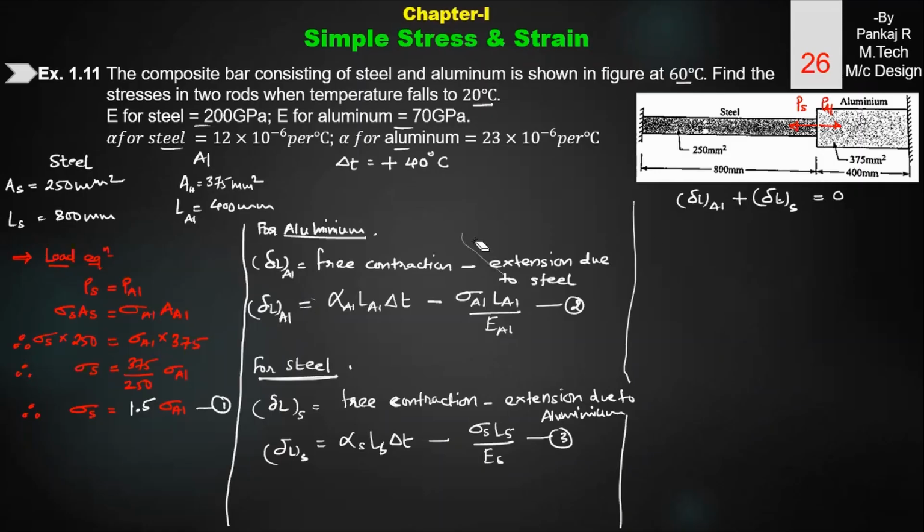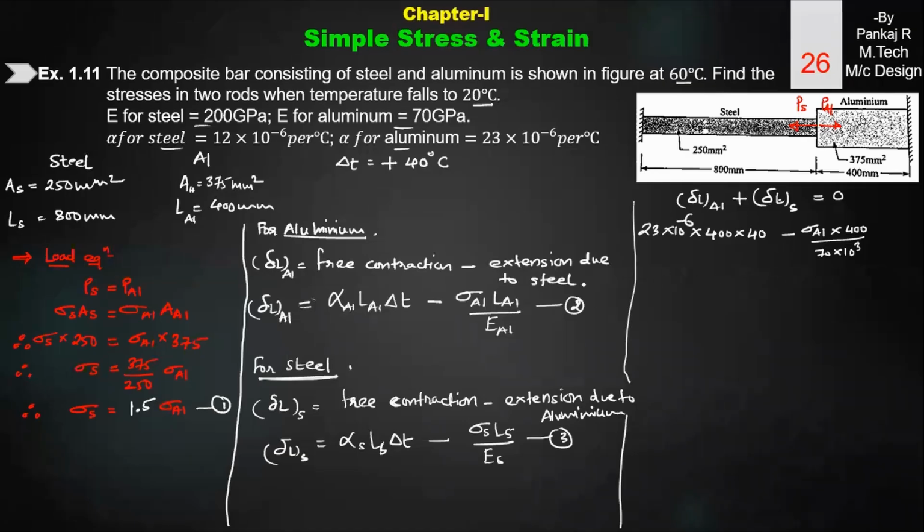Yeah, then what next? Here both are opposing each other, so we will substitute this and try to calculate. So let us substitute now. Alpha AL is known to me, it is 23 into 10 raised to minus 6, into the length of aluminum, 400 mm, into delta T I will take as 40, minus sigma aluminum, into length for aluminum 400, and E for aluminum, we will convert it to MPa. Aluminum E क्या कितना है, 70 GPa दिया है, तो 70 into 10 raised to 3. We have converted this into MPa. Okay, ये हो गया पहला टर्म.